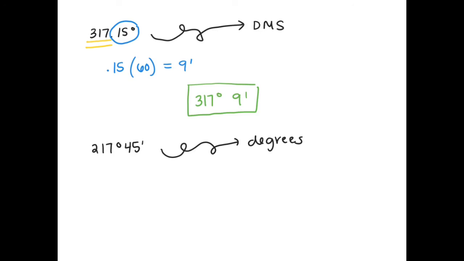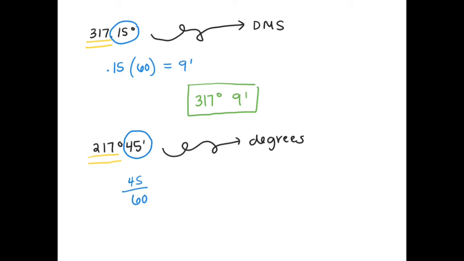Okay, so again, we are going to leave the unit of degree alone, but this time instead of multiplying by 60, we are going to divide by 60 because I need that to turn into a decimal. When I turn this one into a decimal, it gives me 0.75, and I just tack that on to my degree unit. 217.75 degrees.